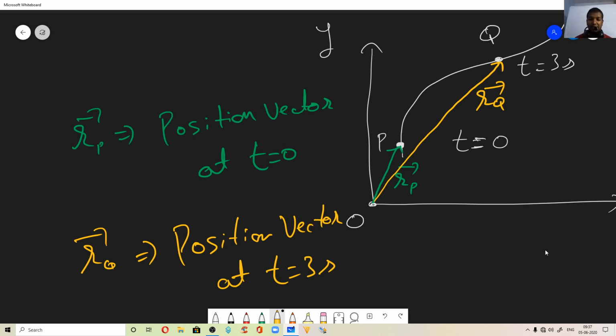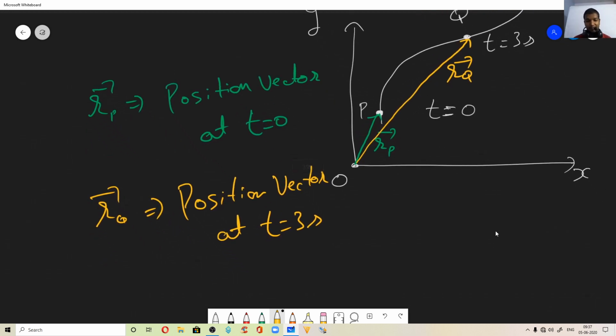Now if I ask you what is the displacement of the toy car from t is equal to 0 to t is equal to 3 seconds, that means from 0 to 3 seconds. In 3 seconds, it actually covered a path shown by the white line here.